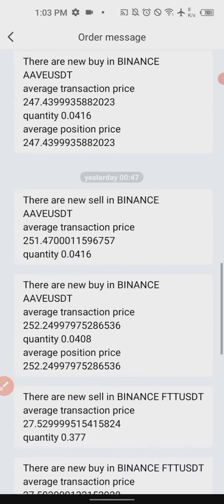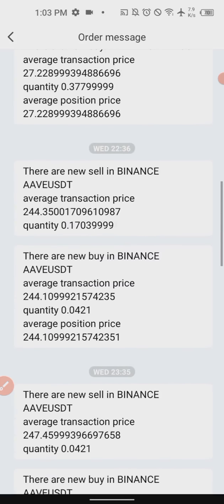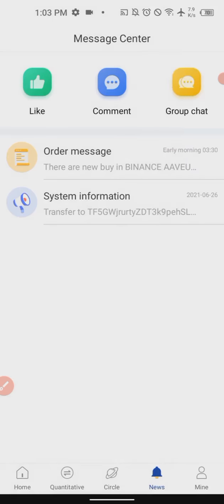You can see new sell, new sell, new buy, new sell, new buy, new sell. Meaning the bot is doing the trading for me in an automated mode. So let us now come here.